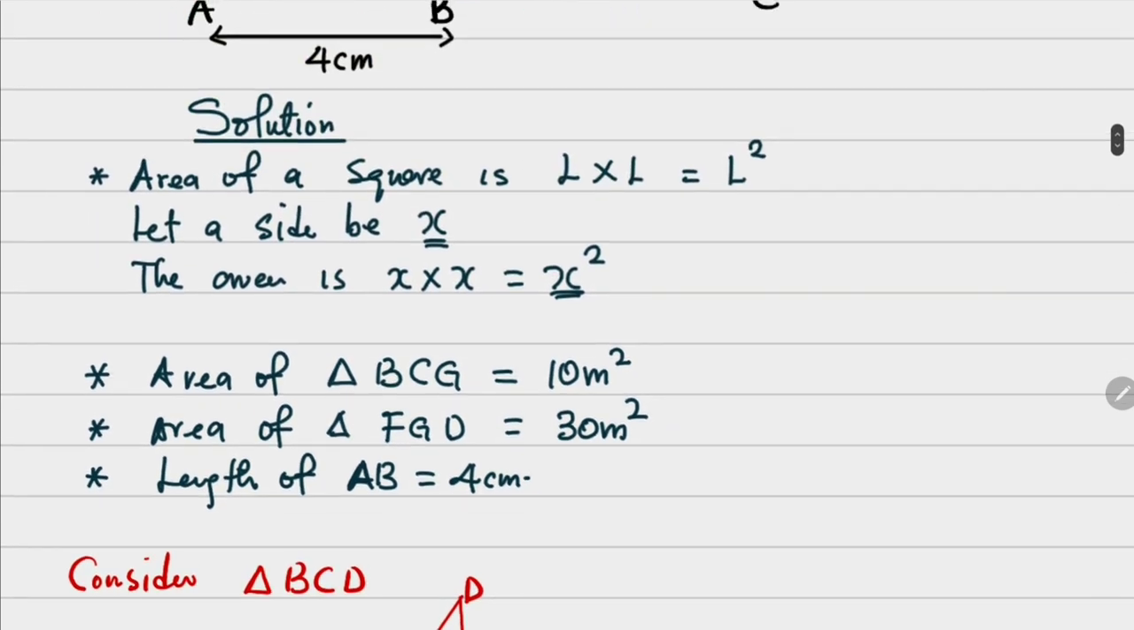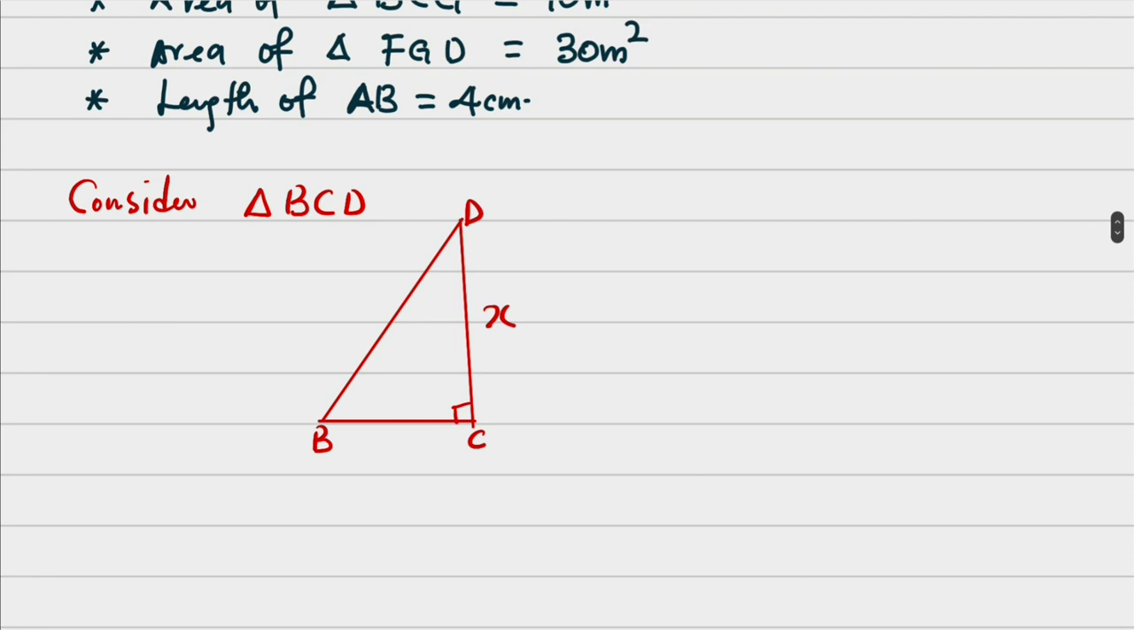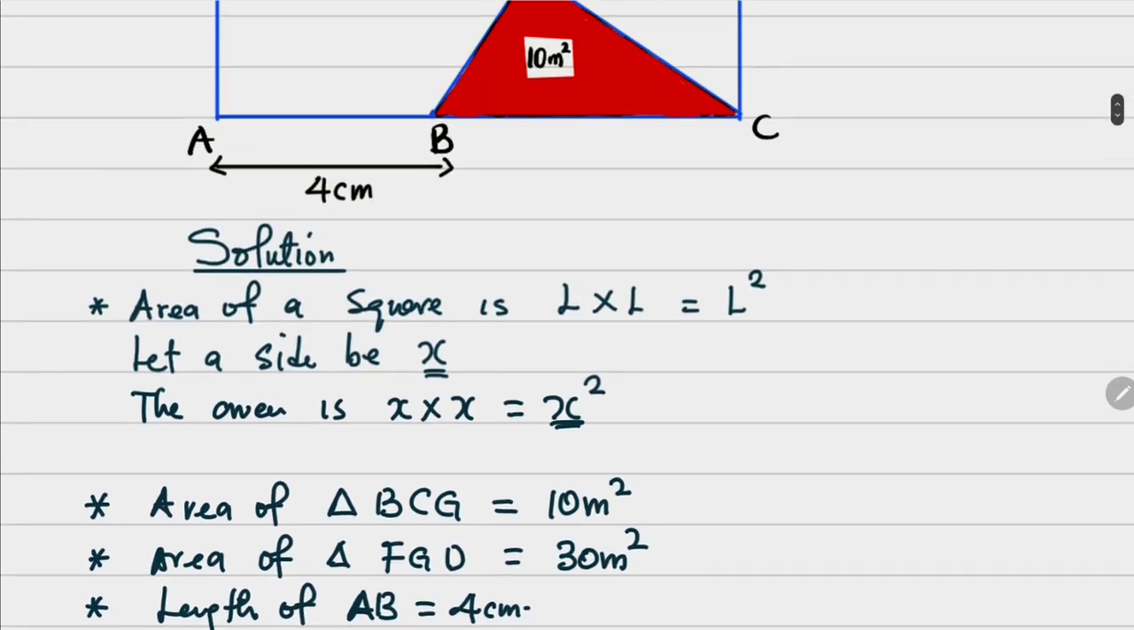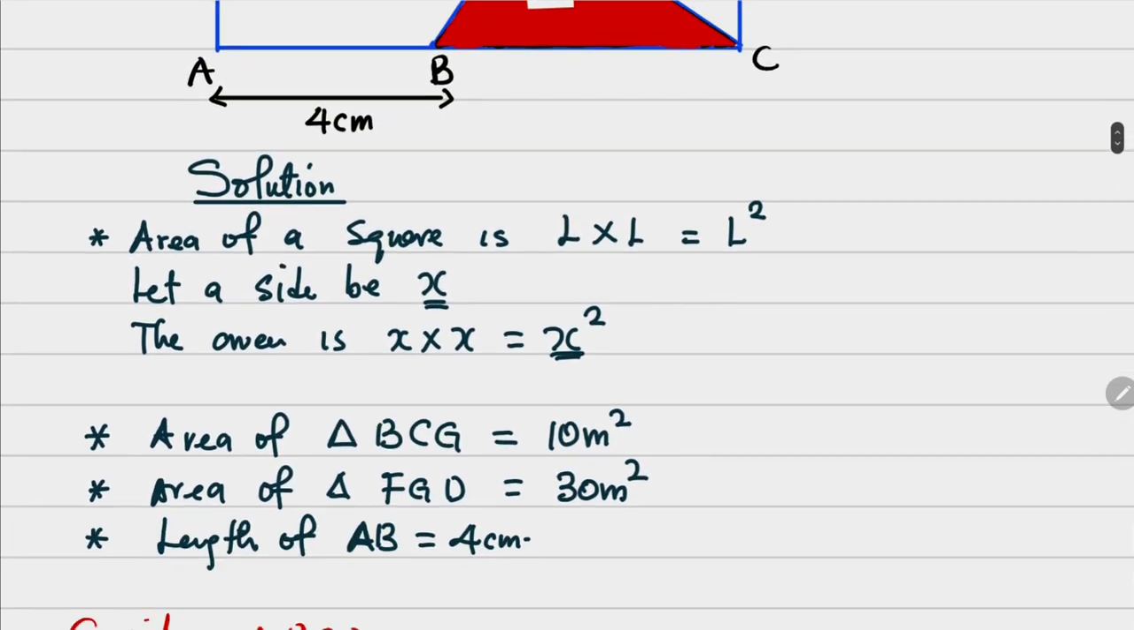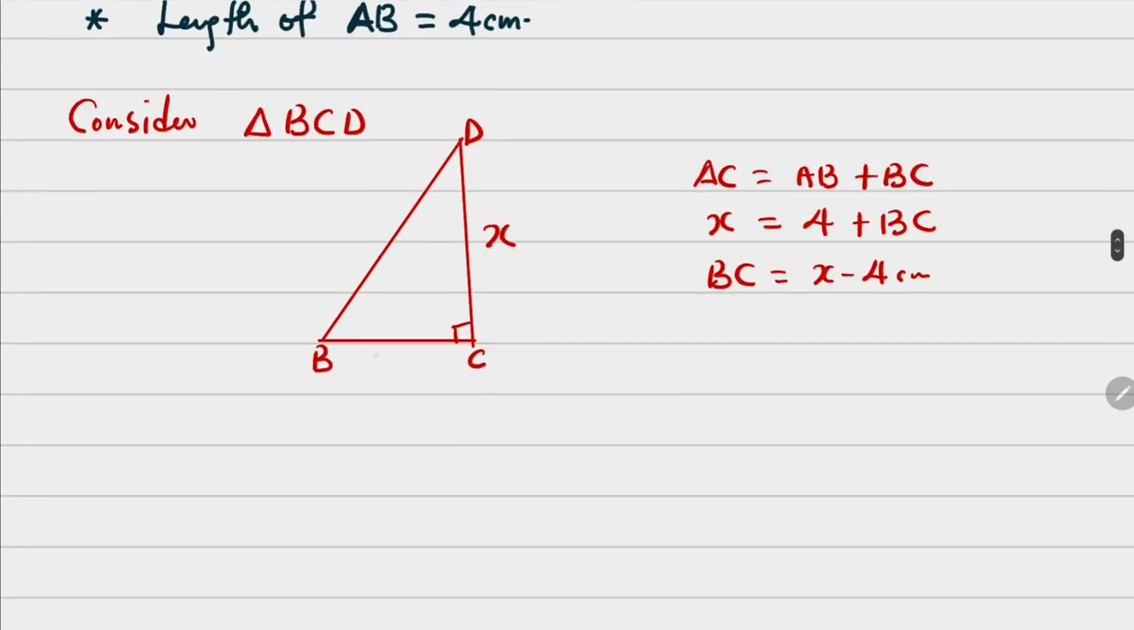Then BC, how do I get BC? I know that AC is actually equal to AB plus BC. And AC, of course, is the length of a side, which is X. The sides are the same, so it is basically X. Then it's equal to AB, which is 4, plus BC. So, of course, BC must be X minus 4 centimeters. So I'm going to have X minus 4 centimeters here.